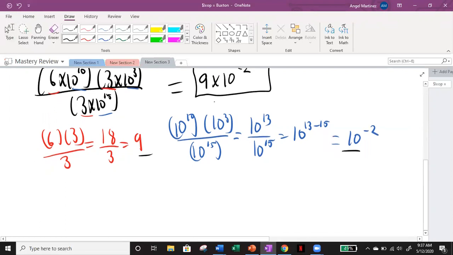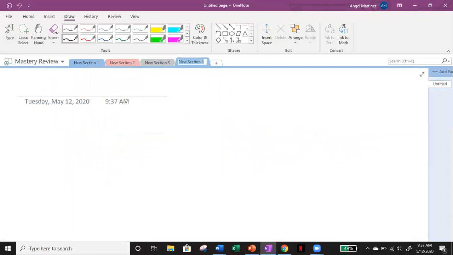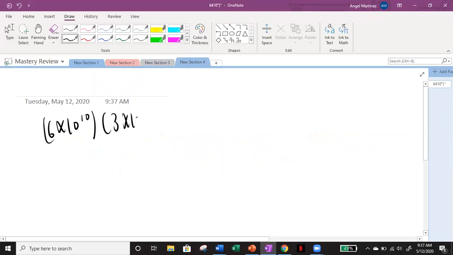Now we'll do something different. Let me write that again. 6 times 10 to the 10 and 3 times 10 to the 3, over 3 times 10 to the 15. Now, what happens if we put an exponent down here? A 2. This time we're going to have to include that exponent.